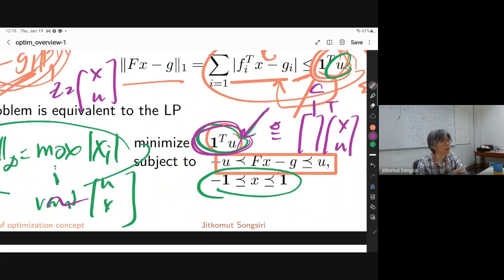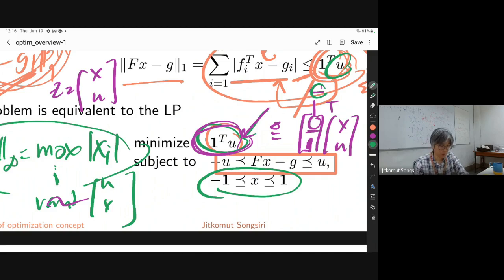It doesn't involve X, right? It doesn't involve X, so this portion is 0. What about the bottom part? 1. So this is your new vector C. Okay. Now, is this linear in the variable?